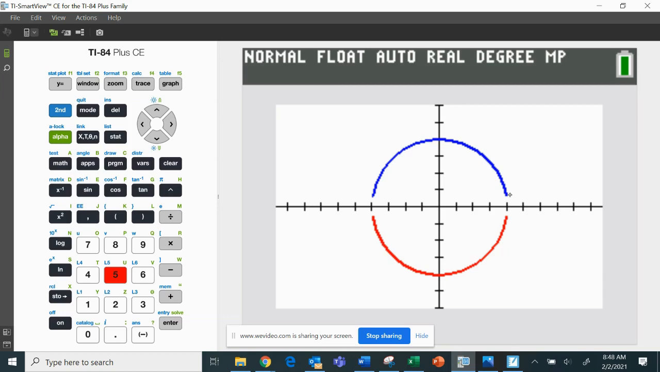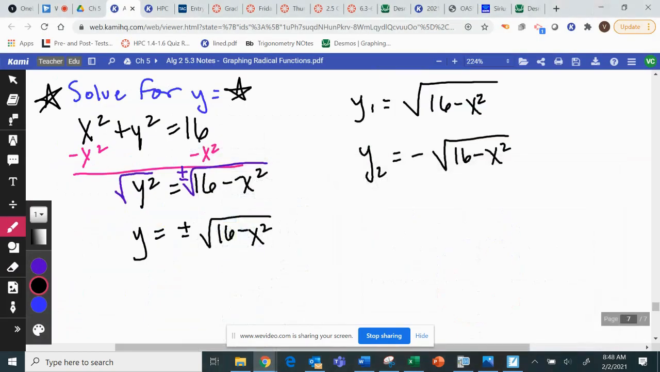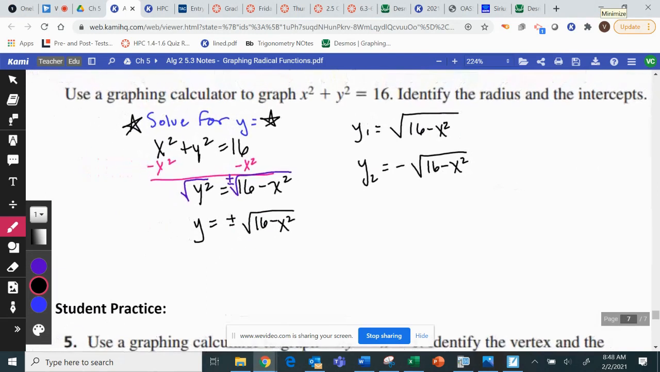You see how the ends don't meet all the way? They do. It's just that the pixels on the calculator are really fat and it couldn't graph it accurately, so it just doesn't have the pixels there. But they do connect. We know it's what it's supposed to look like, then we're good. Okay, so that's how you graph circles and parabolas that open to the side.